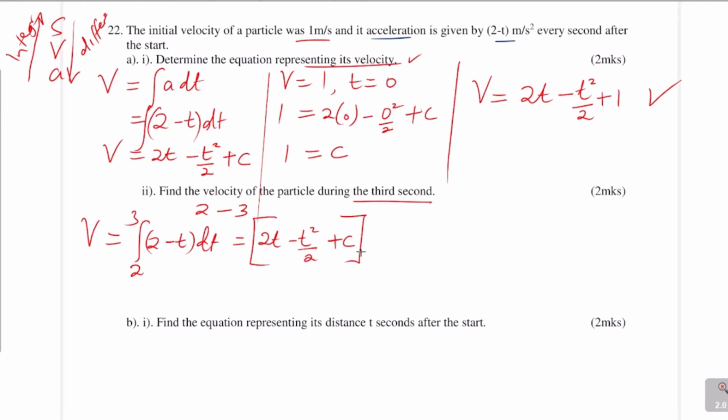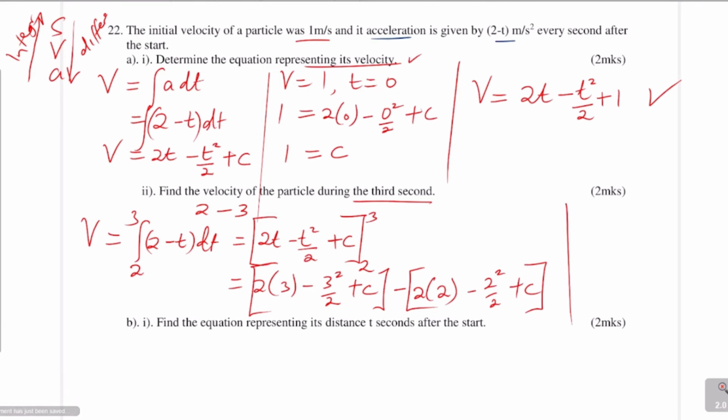Then the square brackets from 2 to 3. So you simply substitute these. You'll substitute 3, t is equal to 3: 3 minus 3 squared divided by 2 plus c, minus substitute 2, t is equal to 2: 2 times 2 minus 2 squared divided by 2 plus c, like that. So once you've done that, there's something that you notice here.